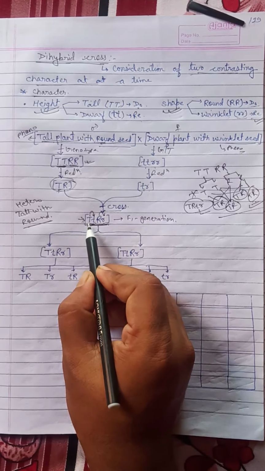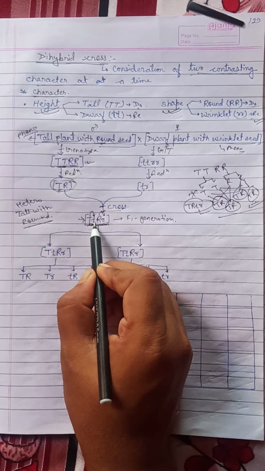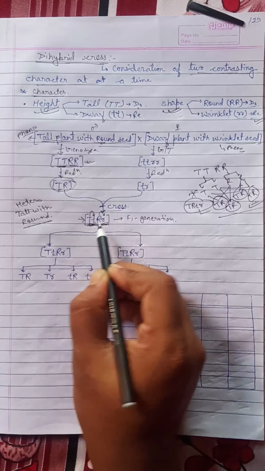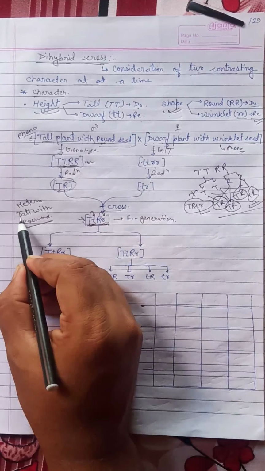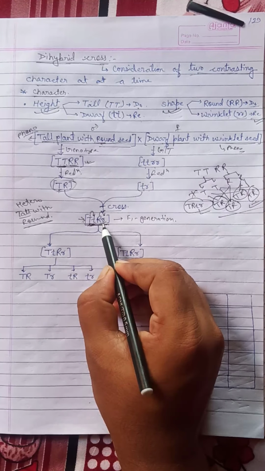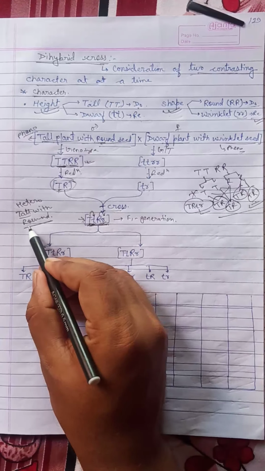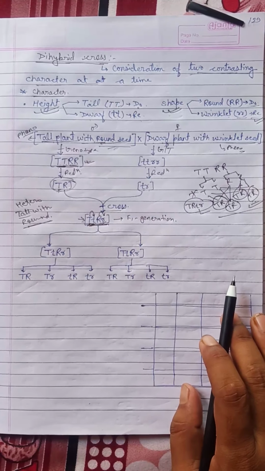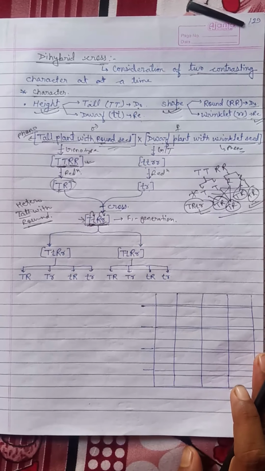Listen one more time. This is capital T and it is dominant over small t. That's why it shows the tallness of the plant. It doesn't show the dwarfness. That's why it's considered as tall. Whereas it shows round, because capital R is dominant over small r. That's why it shows the round. It is just similar to the parental character of this. Is it clear now?